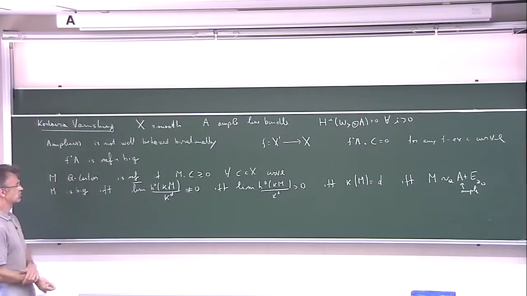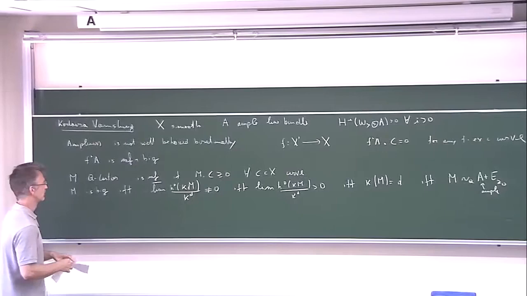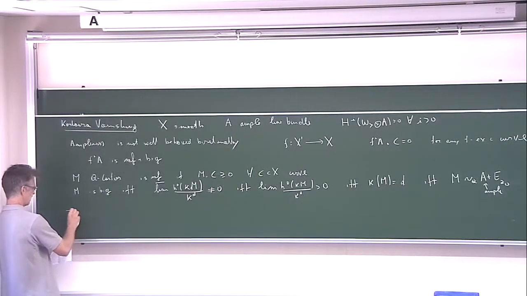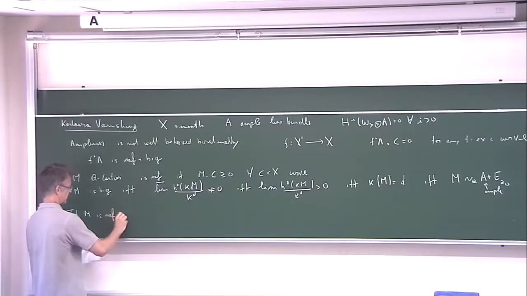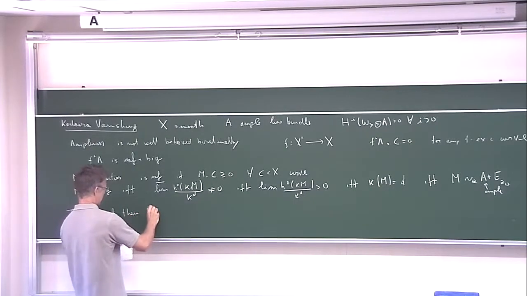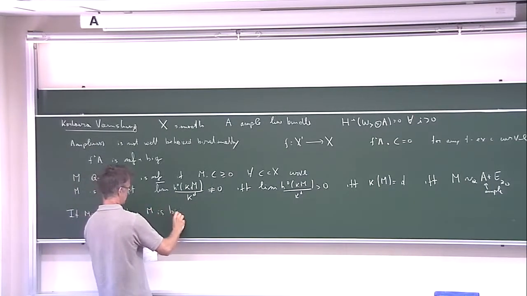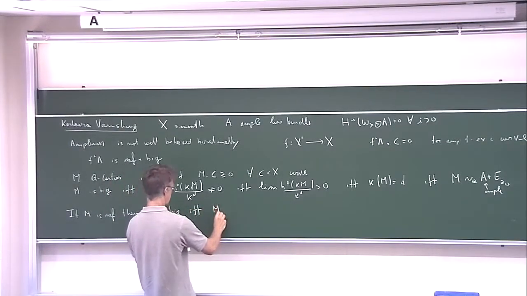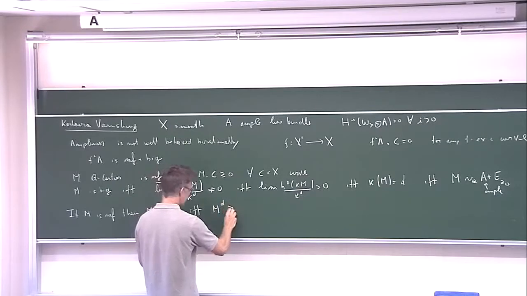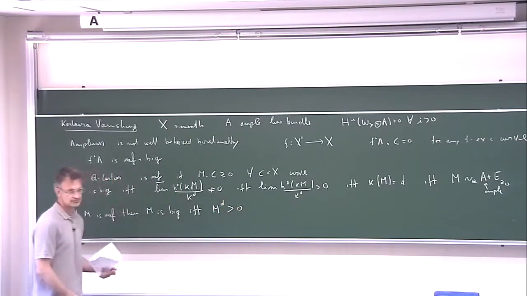But in the case where M is nef, so if we assume that M is nef, then M is big if and only if the top self-intersection of M is strictly positive.